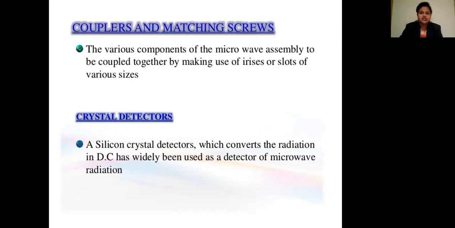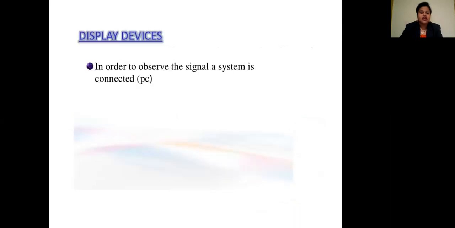Next part of the ESR spectrometer is couplers and matching screws. The various components of the microwave assembly are coupled together by making use of irises or slots of various sizes. Next part is the crystal detectors. A silicon crystal detector, which converts the radiation into direct current, has widely been used as detector of microwave radiation. And the last part of the ESR spectrometer is display devices. In order to observe the signal, a system is connected to the PC.